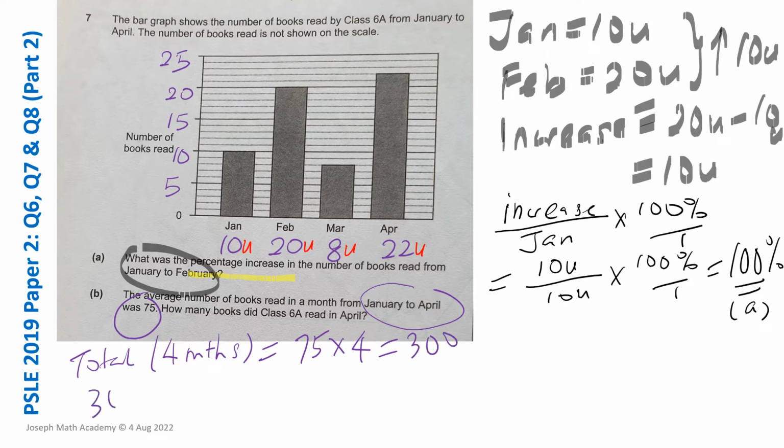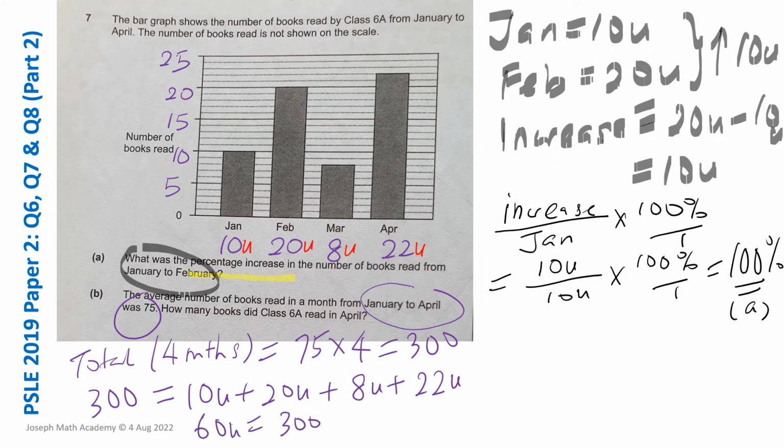Alright, and what is 300? 300 is definitely all the units that we know. So January is 10 units, February 20 units, March 8 units, and April 22 units. Meaning 60 units is 300. Right? So 1 unit will be 300 divided by 60. So 300 divided by 60, okay, gives us 5. We have a calculator to help us.